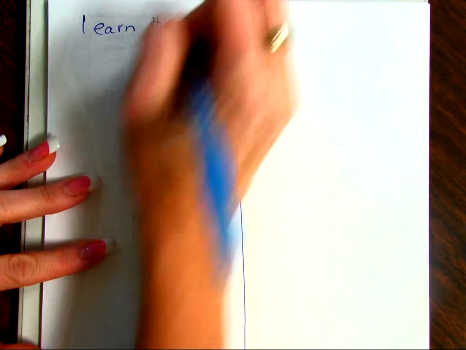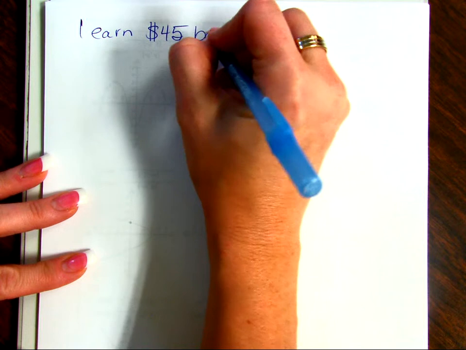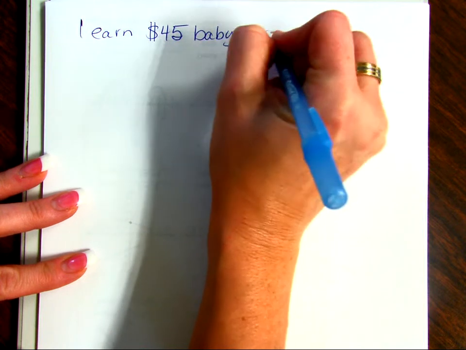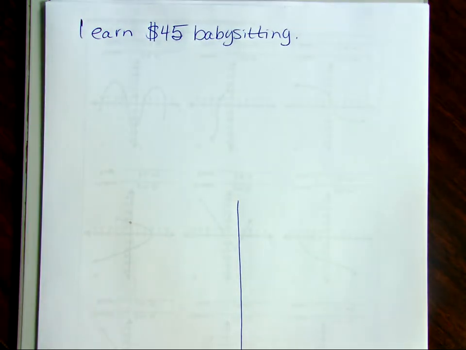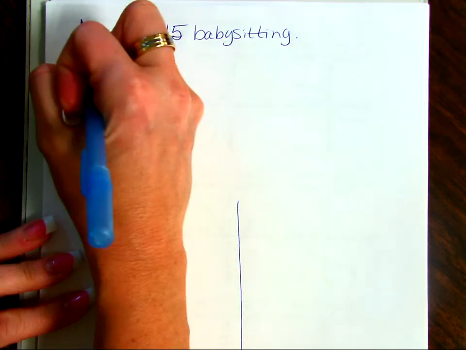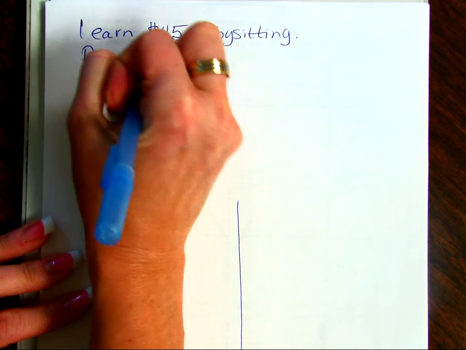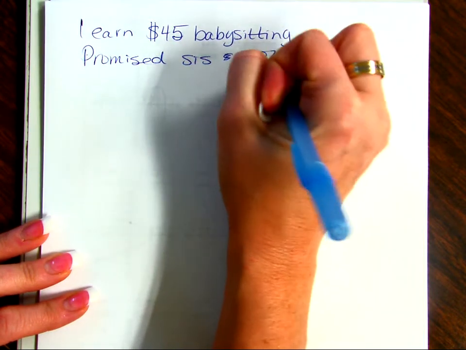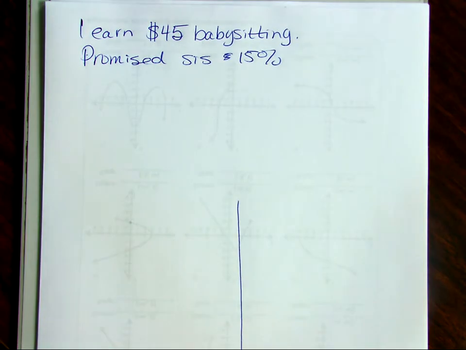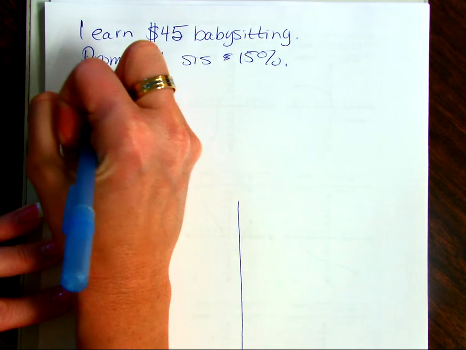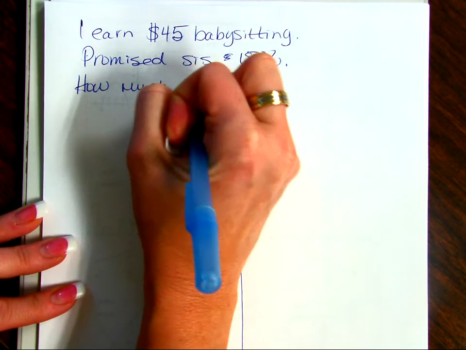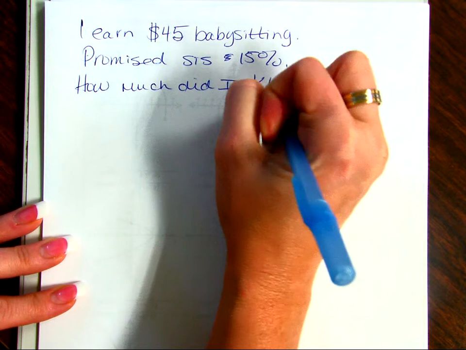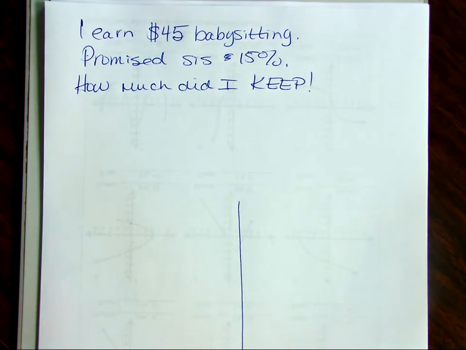I earned $45 for babysitting. Okay. I brought my little sister along with me. She was only 8, so I let her pretend like she was fancy and babysat. I promised her 15% of what we made. Not dollars, percent. I promised her 15%. Now my question is, how much did I keep?